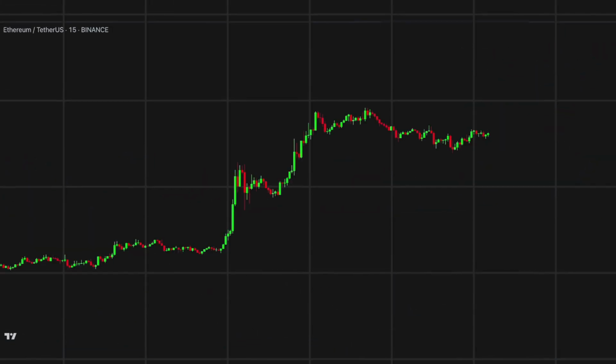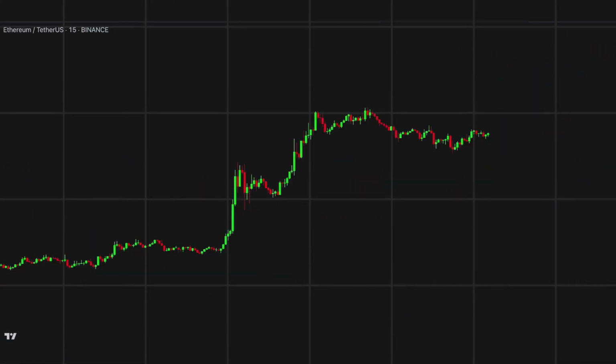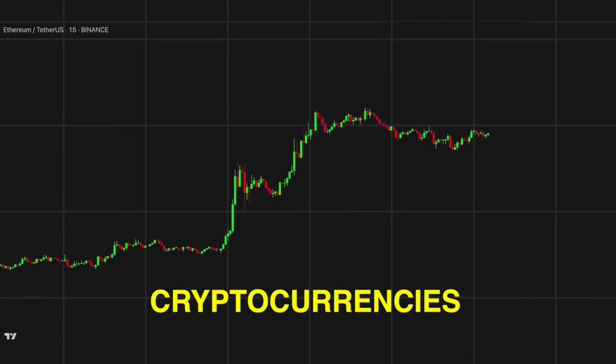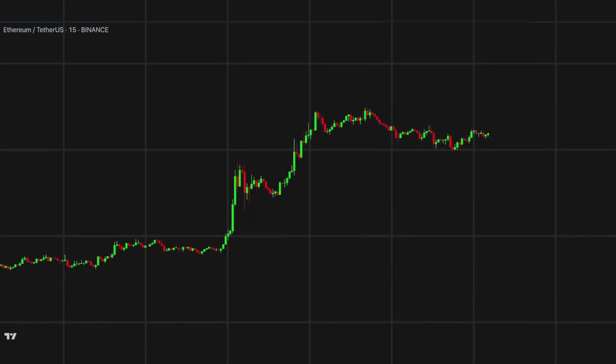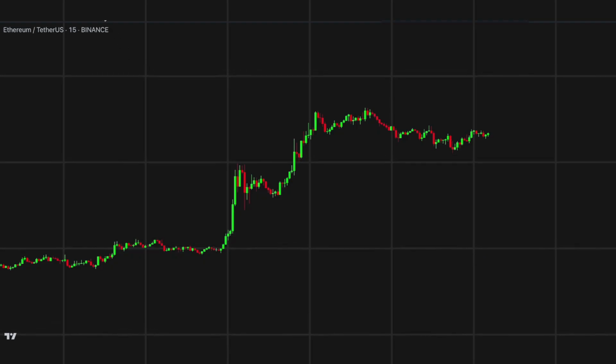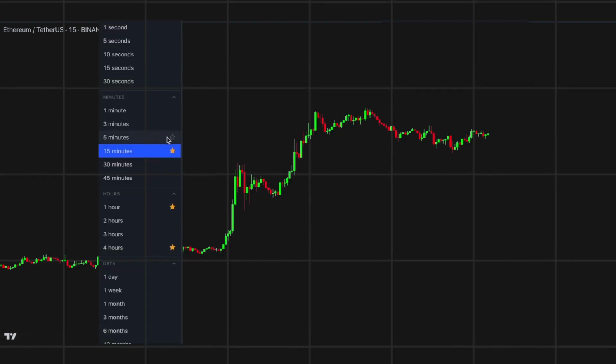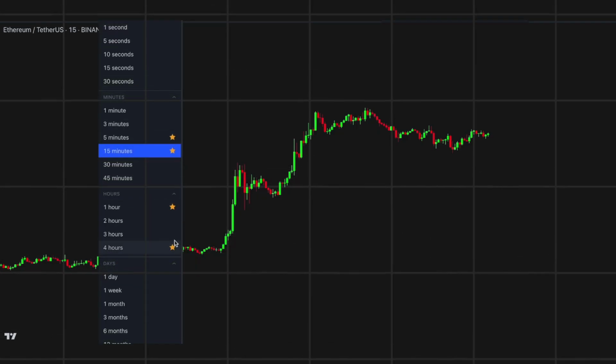It is important to note that this technical analysis tool can be used for trading volatile cryptocurrencies, stocks, futures, and Forex pairs. The most suitable time frames for this indicator are 5 and 15 minutes, 1 hour, and 4 hours.